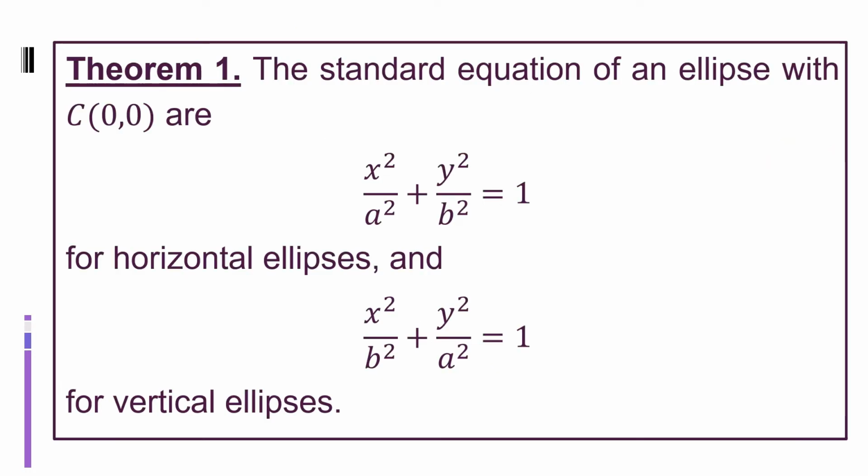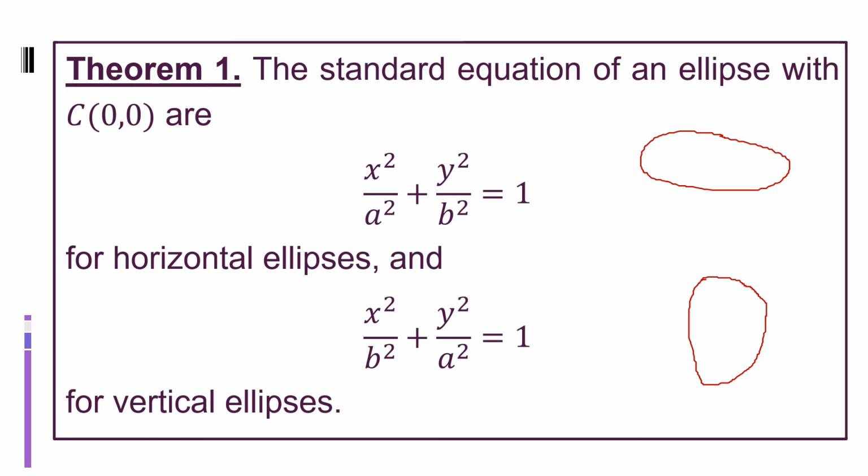This brings us now to theorem number 1, which states that the standard equation of an ellipse with center at 0, 0 are x squared over a squared plus y squared over b squared equals 1 for horizontal ellipses. So, ibig sabihin, parang ganyan yung kanyang itsura. And x squared over b squared plus y squared over a squared equals 1 for vertical ellipses. Ganyan naman yung kanyang itsura.